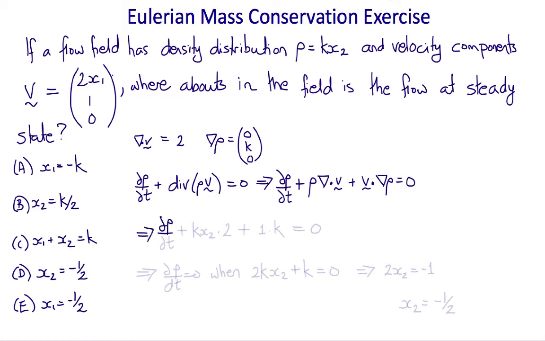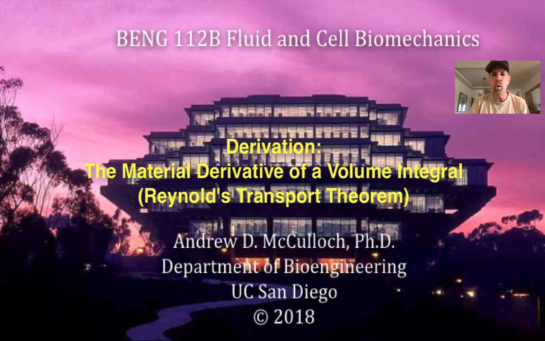Which then gives us that ∂rho/∂t plus k times x2 times 2, the divergence of v, plus 1 times k is equal to 0. Now the problem is at steady state, when ∂rho/∂t is equal to 0, which will mean that 2 times kx2 plus k is equal to 0, which gives us that 2x2 is equal to minus 1, or x2 equals minus 1/2, which was choice D.